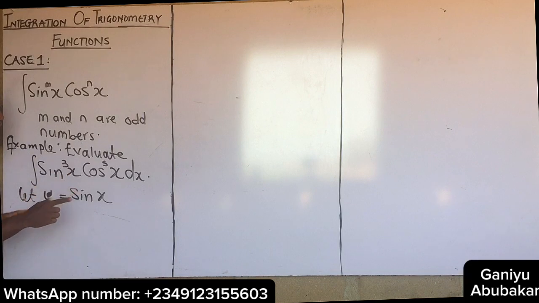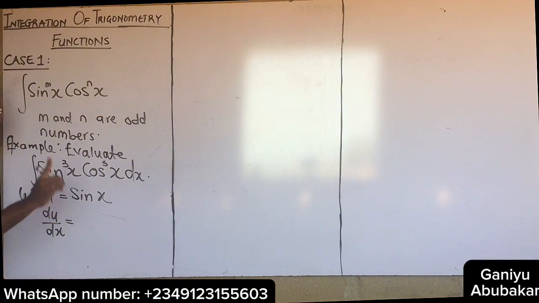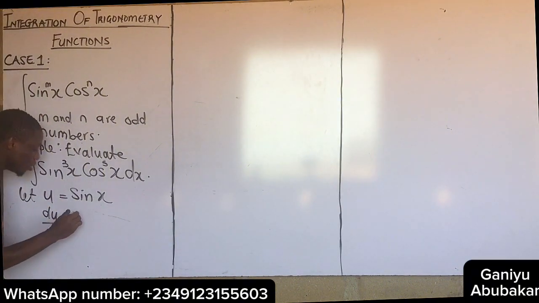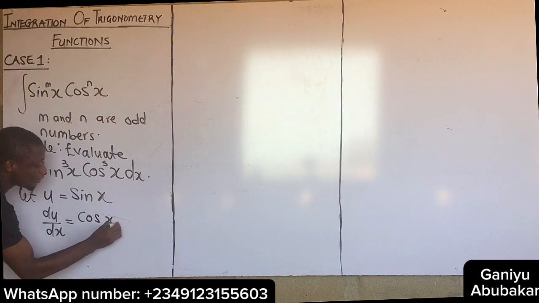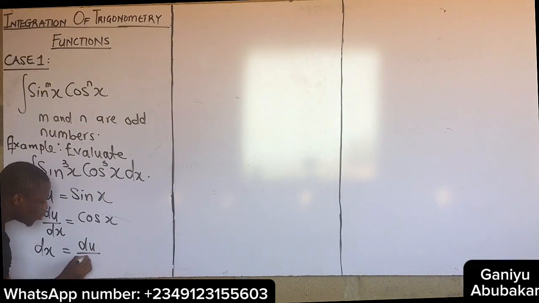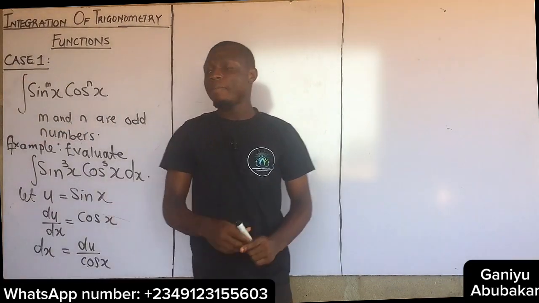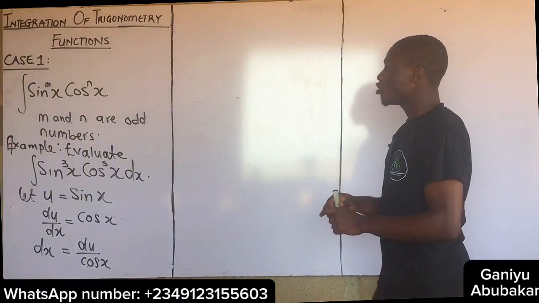If u is equal to sine x, if I differentiate u with respect to x, I'll have du over dx equal to, if I differentiate sine x, what we know is what? I'll have cos x. At this point, make dx the subject. I'll have that dx is equal to du all over cos x. If I make dx the subject, swap position, this one comes there, this one goes there. So I'll have this at this point. Let's proceed from here. Substituting.